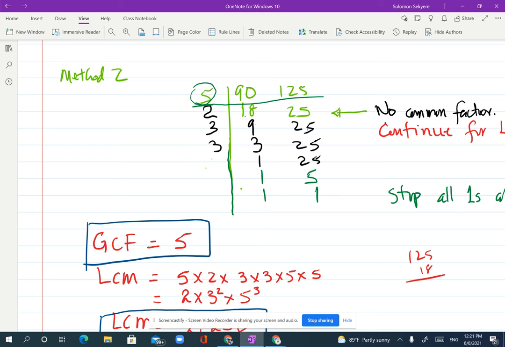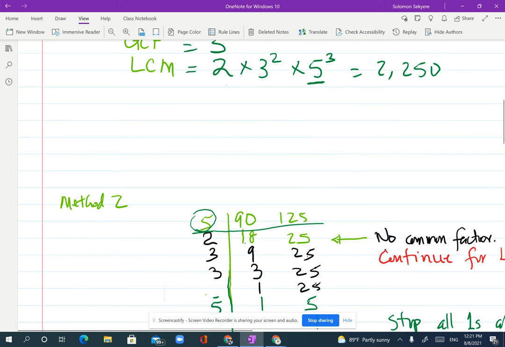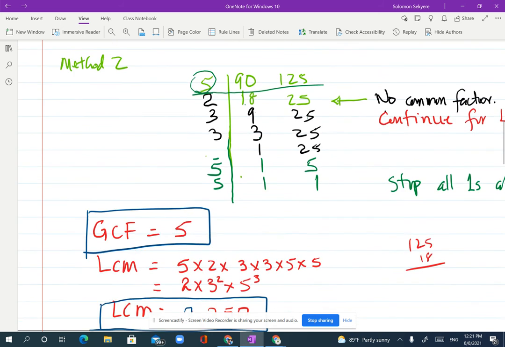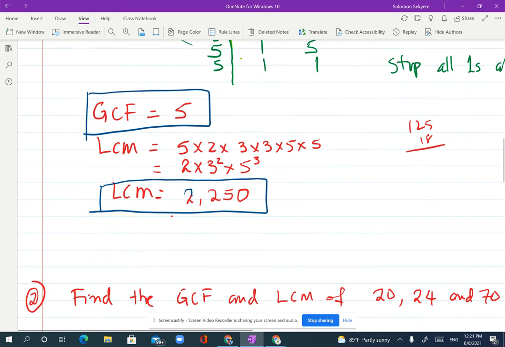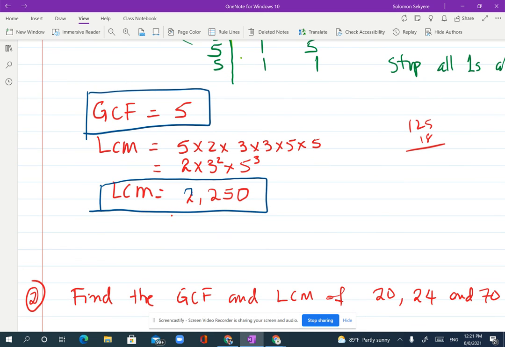3 divides here, 125 again. Then I write 5, 125, and I divide again, 5, 1, 1. And I'm done, sorry. So what do I get here? I have 2 times 3 squared times 5 cubed as my LCM. So LCM, I keep going, okay?